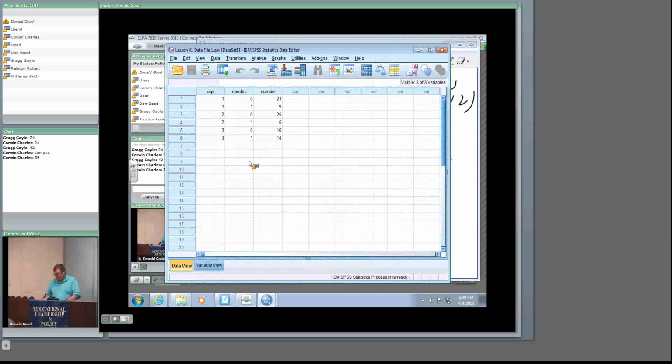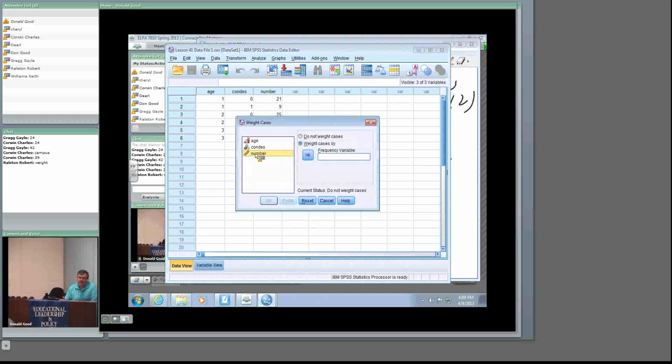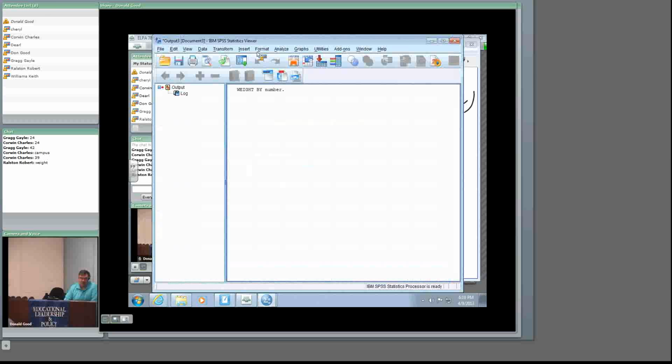So let's analyze. What do we do first? We're going to weight cases. If you use the word number for the number column, you're always going to weight by number. So I'm going to weight these by number, because that's the only really quantifiable variable we have. More number represents more of something. Condescension is just 0s and 1s, yes or no, like a toggle switch. It doesn't make any sense to calculate the average condescension with this kind of data.